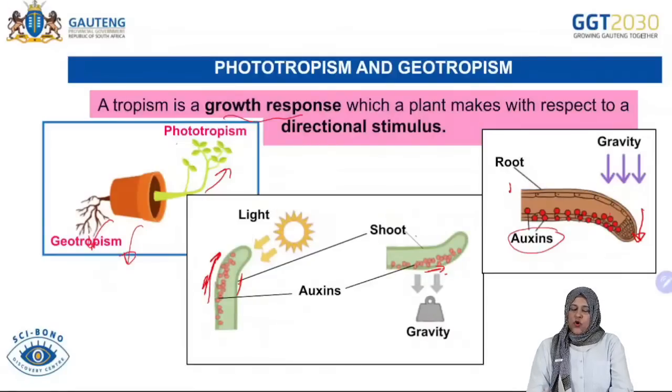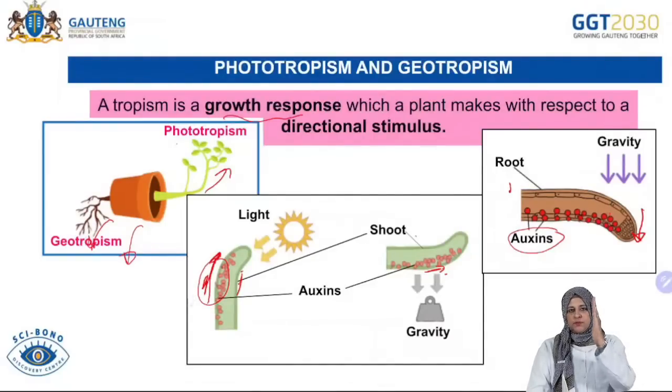When there is light, auxins move away from the light. So if light is shining on this stem on this side, the auxins are going to move to the other side here. Now, what do auxins do? They stimulate growth in the shoot.